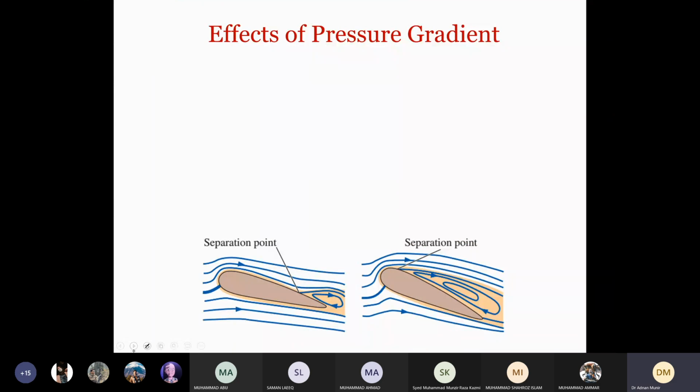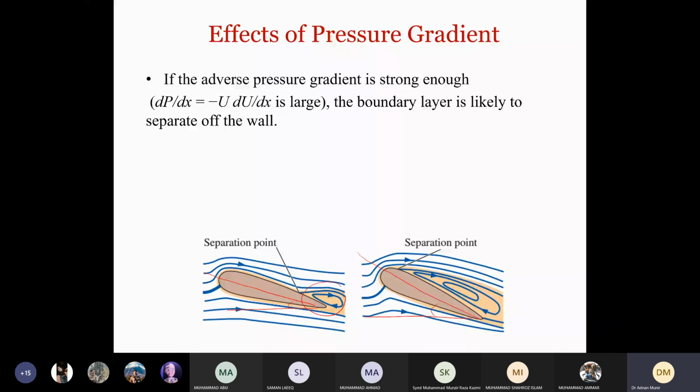Similarly, this is the case shown over here. If the adverse pressure gradient is strong enough, you can see that the angle of attack here is different. If we increase the angle of attack more and more, then the flow will separate. For this angle of attack, the flow separation is taking place further behind at this point. When we increase the angle of attack, the flow separation now takes place earlier. So if the adverse pressure gradient is strong enough, then dp/dx equals minus u du/dx is large, and the boundary layer is likely to separate from the wall.